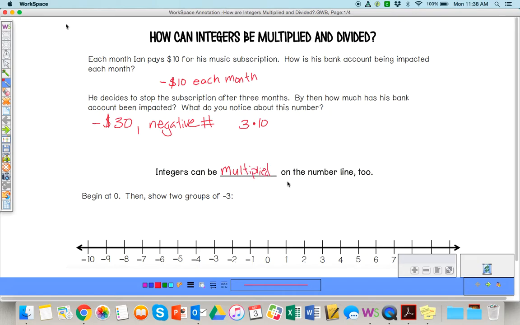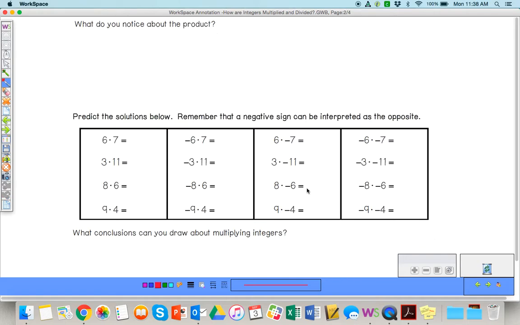Okay, so it says begin at 0 and then show 2 groups of negative 3. So if I start at 0, I'm going to do one group of negative 3 and then another group of negative 3. So this shows 2 times negative 3. Then it says, what do you notice about the product? Okay, again, it's a negative number.